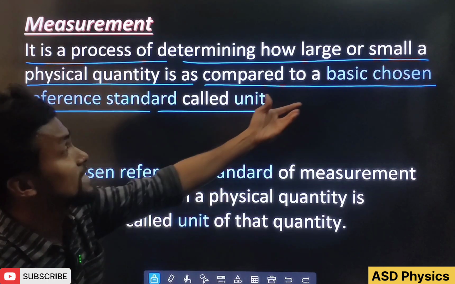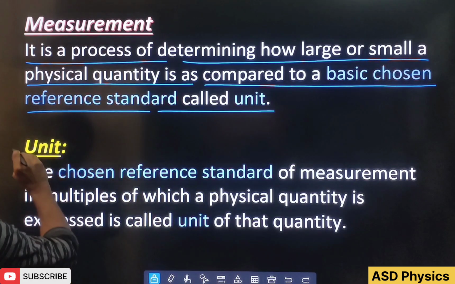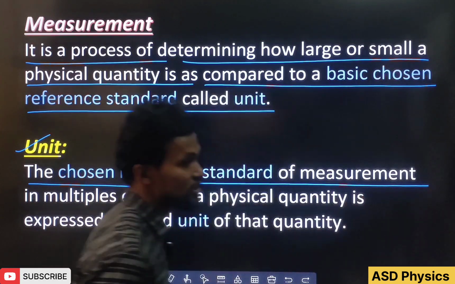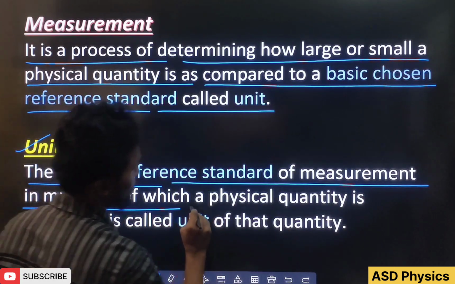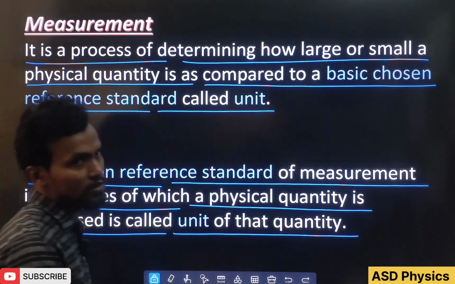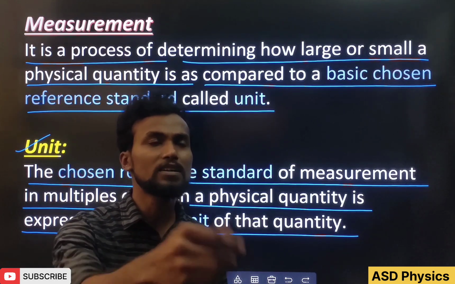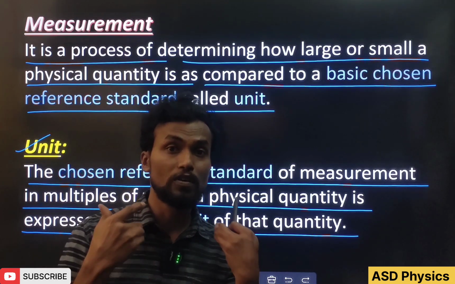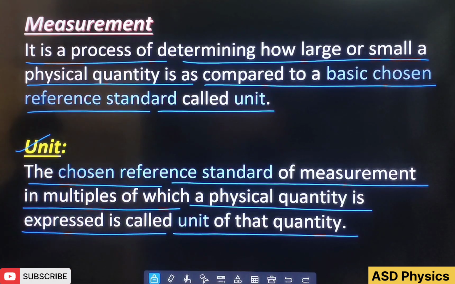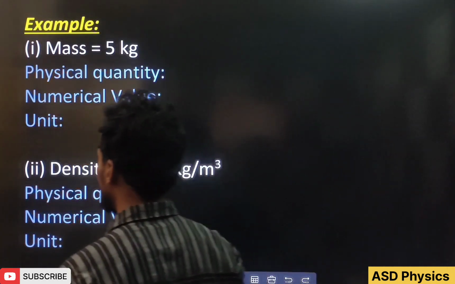Okay, now after that, as I have told you, basic chosen reference standard is called what? A unit. But let's see in detail what is the unit. The chosen reference standard of measurement in multiples of which a physical quantity is expressed is called a unit of that quantity. In multiples of which, as I have told you, 5 meter means 5 times of 1 meter. If I am telling 7 kg means 7 times of 1 kg. So here the unit is a meter and kilogram respectively. Okay students, so kindly see this very well. Okay, great. Now let's see some basics.